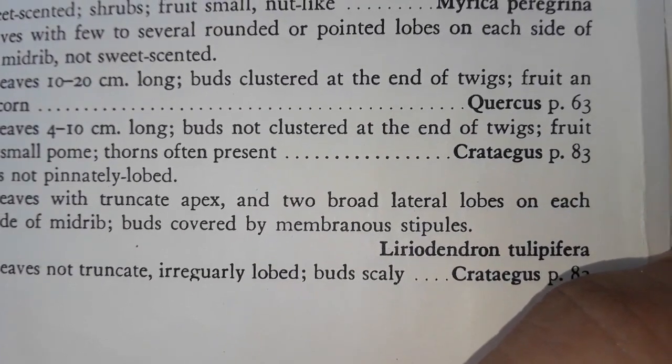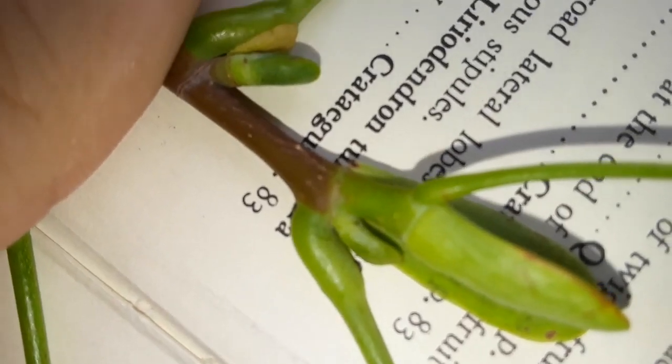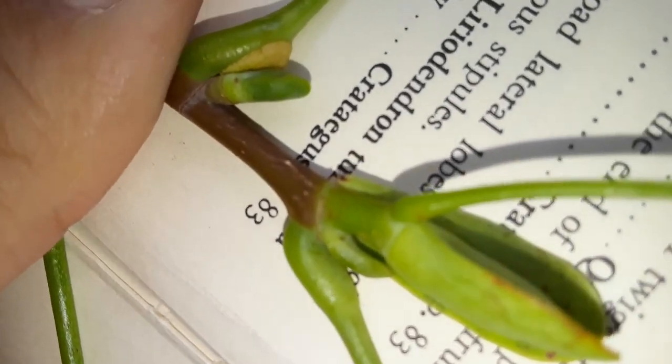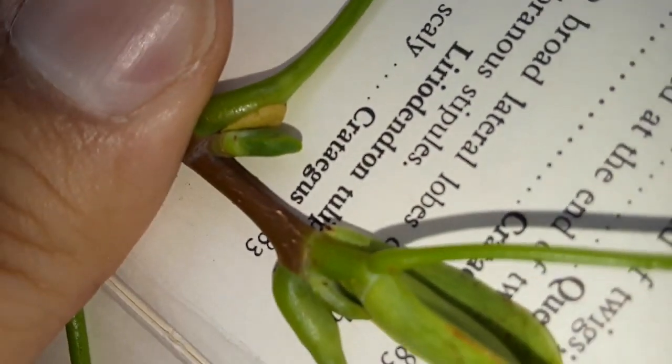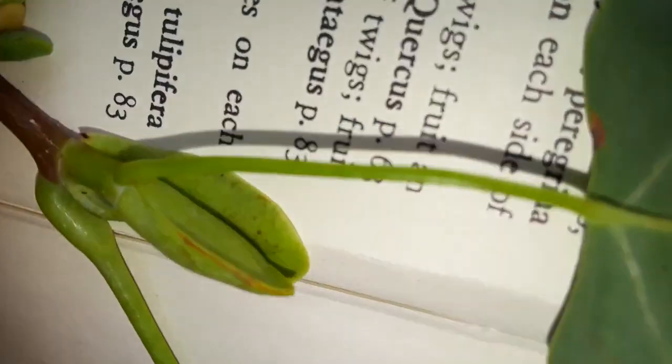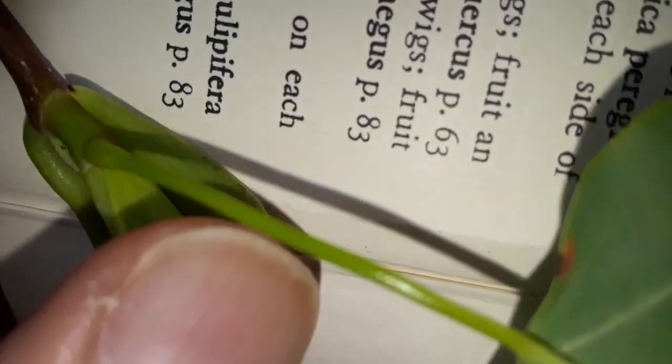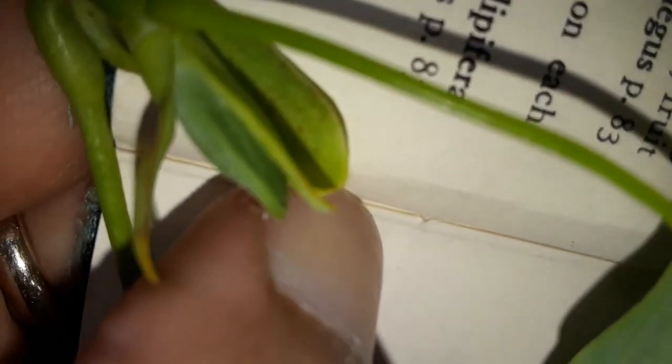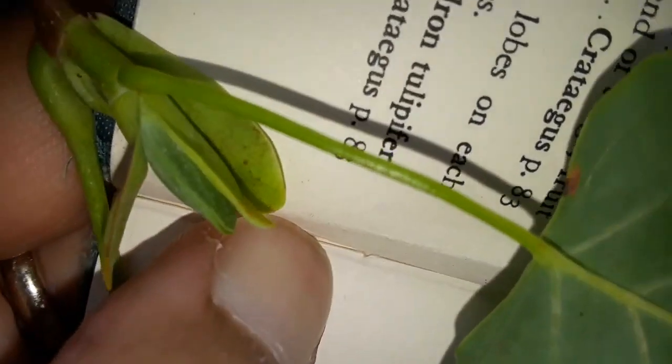Buds covered by membranous stipules. That's one of the first things I showed you. Okay, look at that. See, there's a bud right here. And here, these broad stipules. Look at that. There's a stipule. There's a stipule. So there are the stipules.